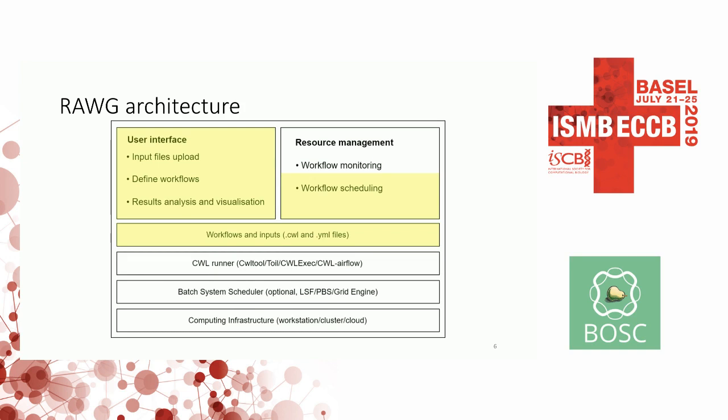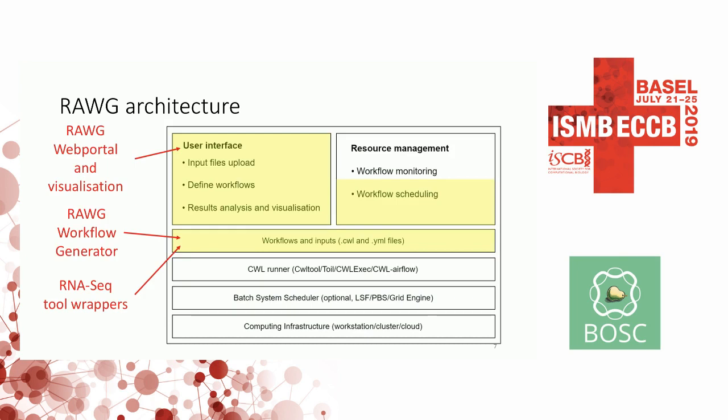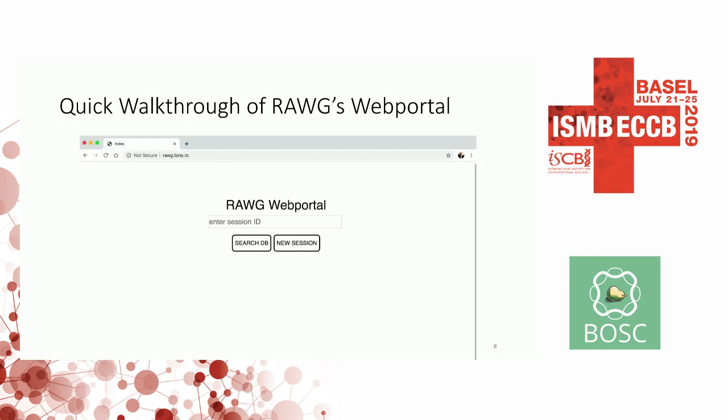So this is how we imagine a typical CWL analysis platform is set up. On the bottom, you have the hardware level and all the software on top. RAWG's scope is highlighted in yellow. And in essence, RAWG contains a web portal, a workflow generator, and a set of RNA-seq tool wrappers. Now I'll give a quick walkthrough on RAWG's functionality.